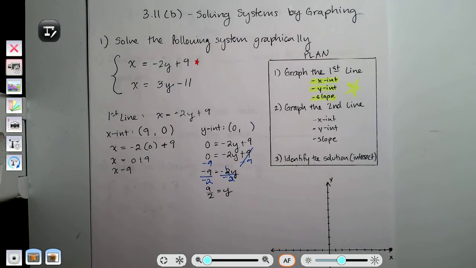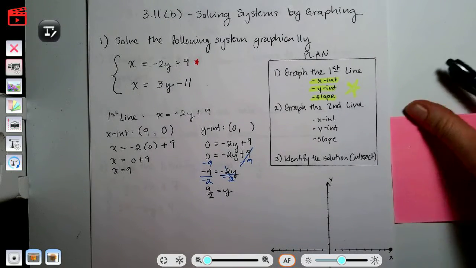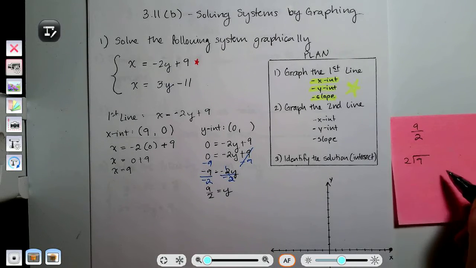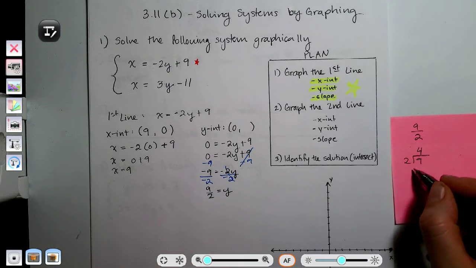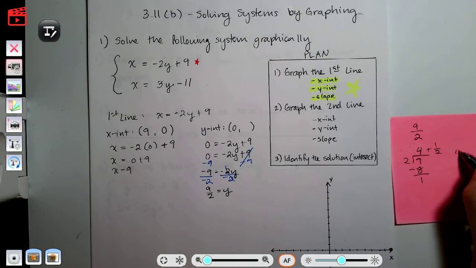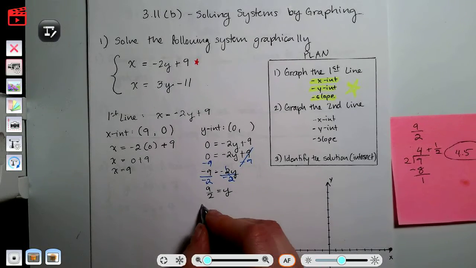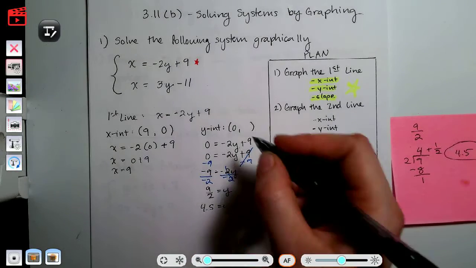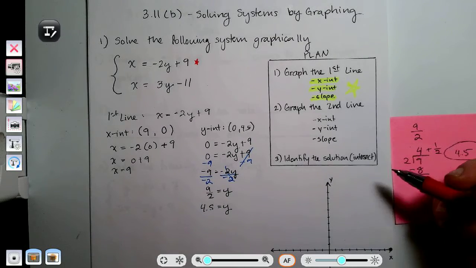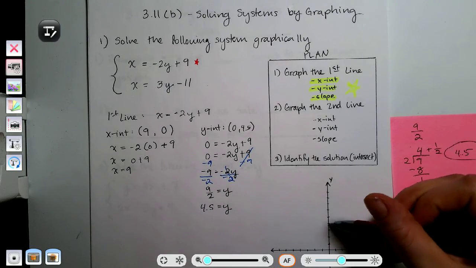And what is 9 divided by 2? Well, we can do the long division on that if you want to. Thankfully, we do have calculators for this class, but if not, let's try it by hand. So 9 over 2, what does that become? How many times can 2 go into 9? 4 times. Minus 8, that's a 1, so it's going to be 4.5. So 4.5 equals y. So my y-intercept is 0, 4.5. Let's plot that: 0, 4.5.